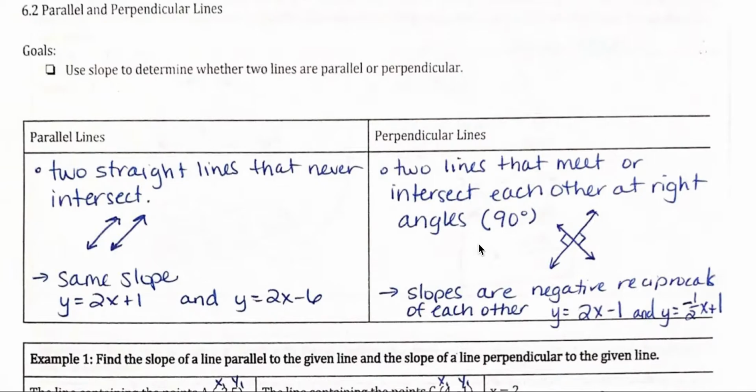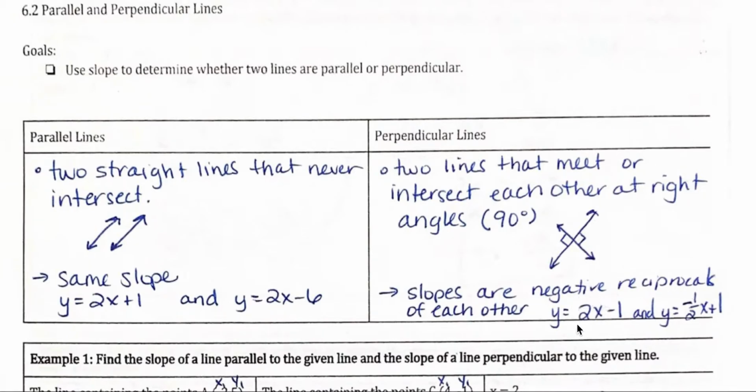Perpendicular lines are two lines that meet or intersect each other at right angles. And remember, a right angle is at 90 degrees. So they come together and kind of make an X or a T. Each one of these is a 90-degree angle. And what's different about their slopes is they are negative reciprocals of each other.